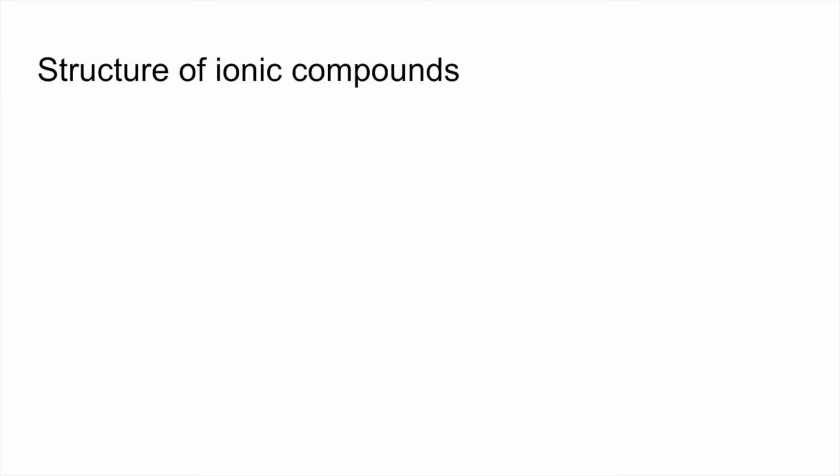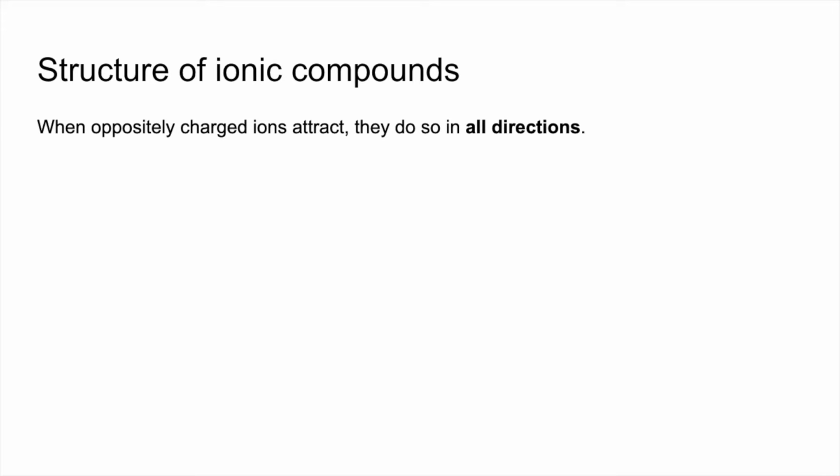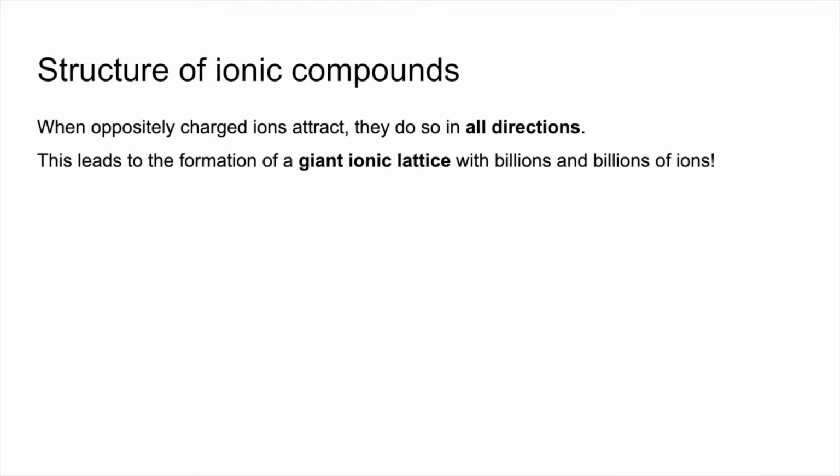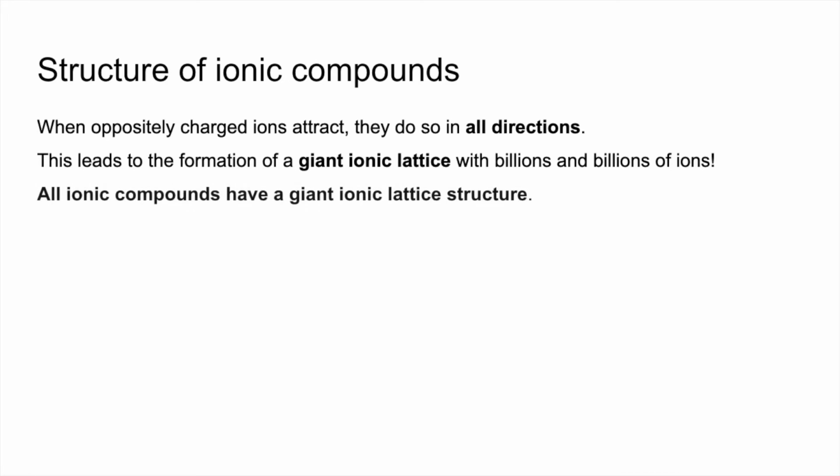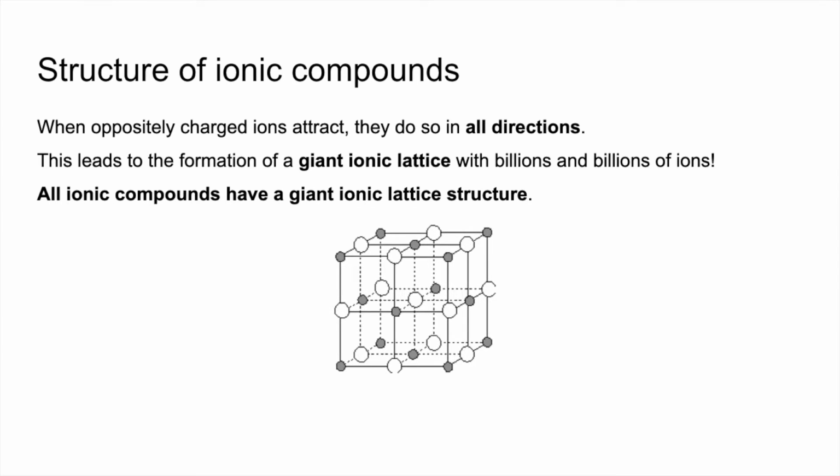So if we move on to the structure of ionic compounds now. When oppositely charged ions attract, they do so in all directions, and that leads to the formation of a giant ionic lattice, which will contain billions and billions of ions. All ionic compounds form giant ionic lattice structures. A simple representation of a giant ionic lattice is something like that. This one's for sodium chloride. If I just focus on that central chloride ion there, you can see it's attracting sodium ions in all directions.